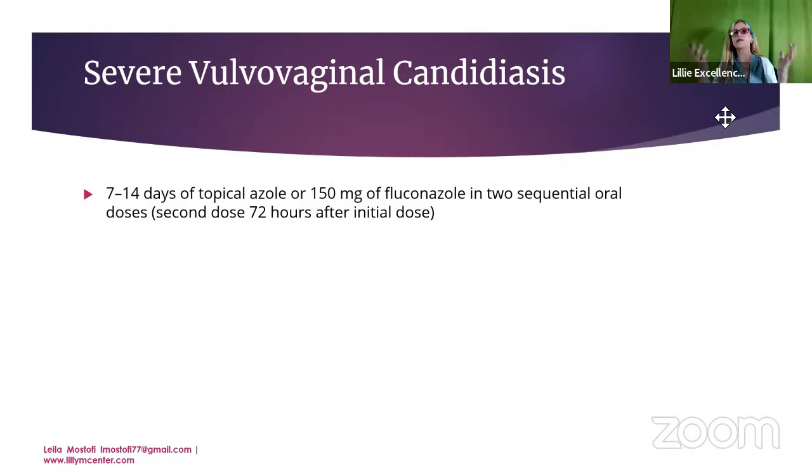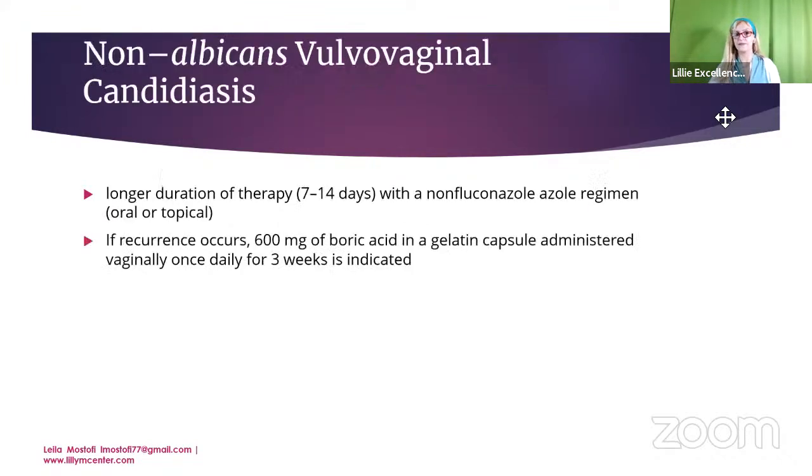And what is severe vulvovaginal candidiasis? If a patient gets treatment of 7 to 14 days of topical azole or 150 milligram of fluconazole in 2 sequential oral doses, with the second dose 72 hours after the initial dose, this is called severe VVC.